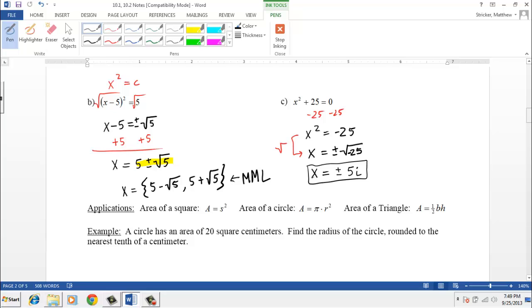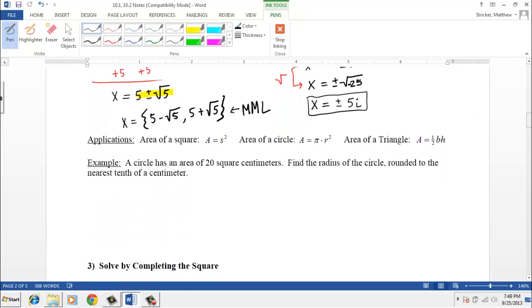And this basically sums up the extracting the square method. There is an application in this section. Actually, there's a number of applications on your homework that you should now be able to solve. Let's go ahead and take a look at a problem like one you might see in your homework. It says a circle has an area of 20 square centimeters. Find the radius of the circle rounded to the nearest tenth of a centimeter.